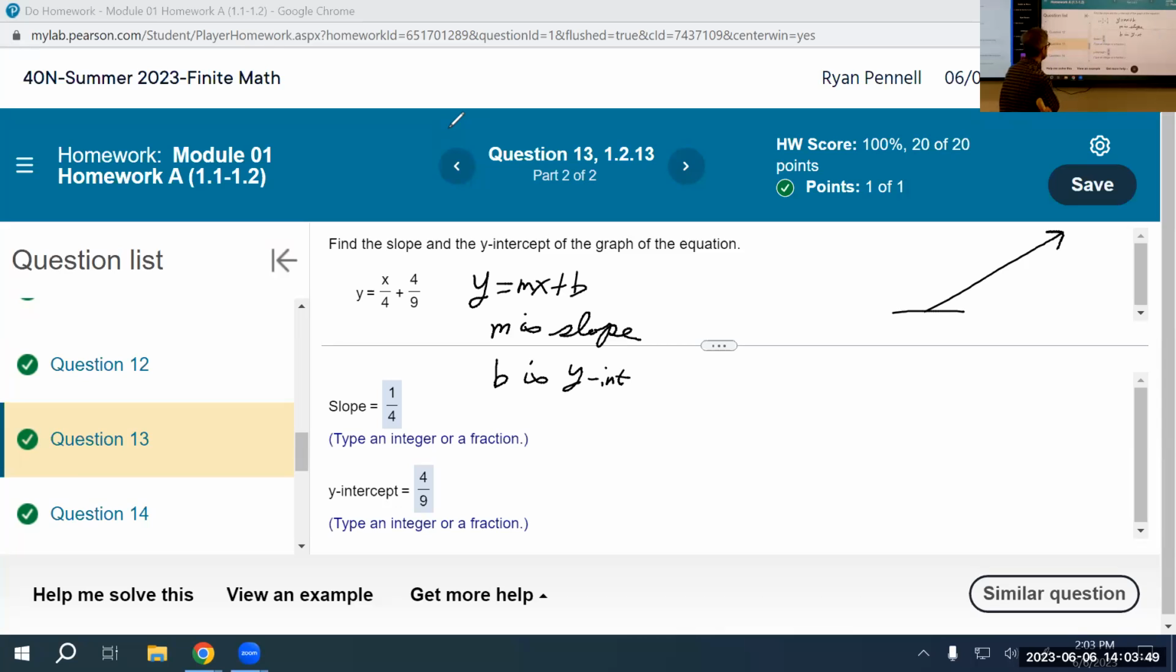That's the y-intercept. So if you just understand that equation, then we have it. Well, then the slope, the rate of change, the climb, is 1/4, and the y-intercept is right there. It starts at 4/9. That's the base. That's where it's starting. It's easy enough. You just have to recall those concepts.